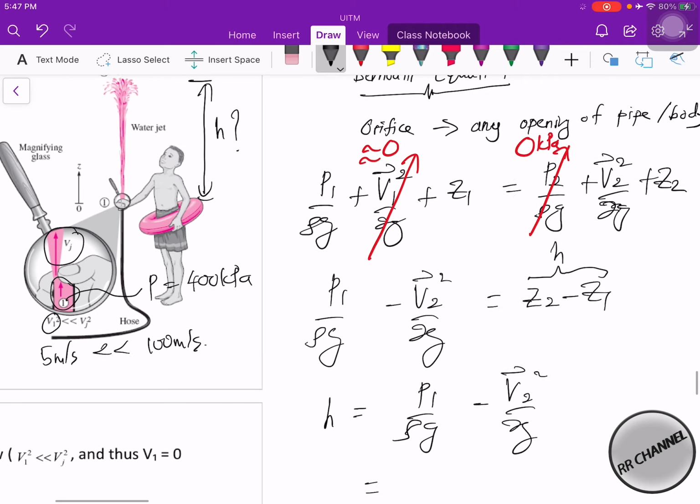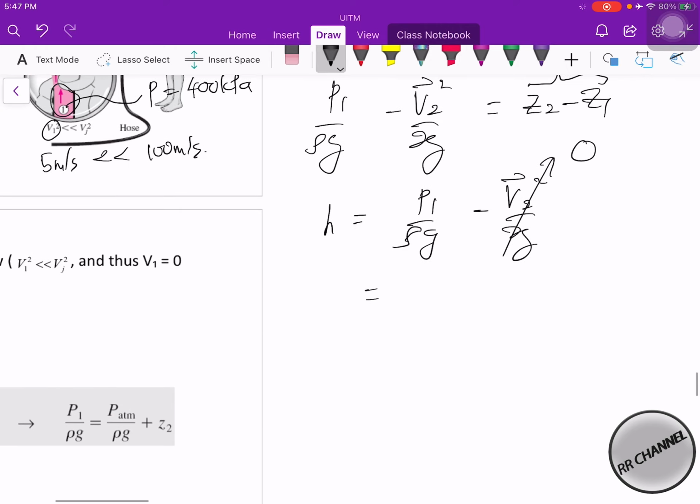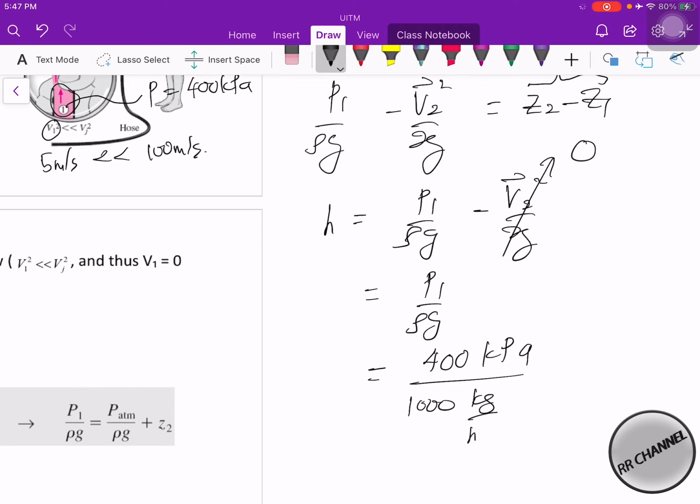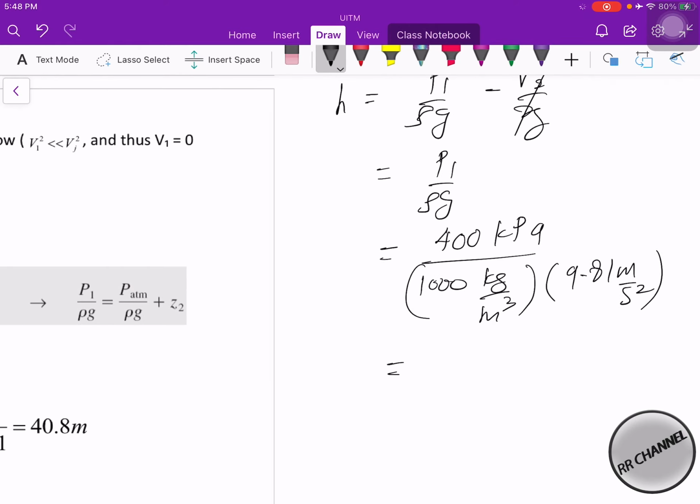But in this case, V2 is the stagnation point of this flow, because the flow is stopped at point 2, meaning that it is equal to 0. Now your equation becomes simpler. This is equal to P1 over rho g, and from the example, P1 is 400 kPa, divided by the density of water, which is 1000 kg per meter cube, multiplied by the gravity acceleration. We will get the height as 40.77 meter.